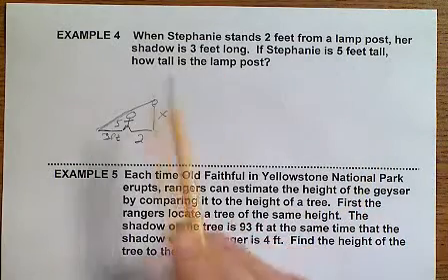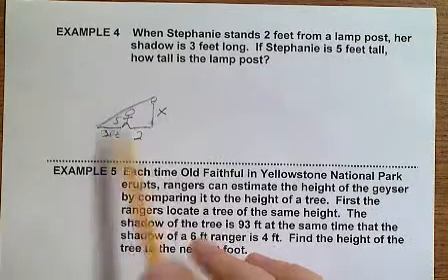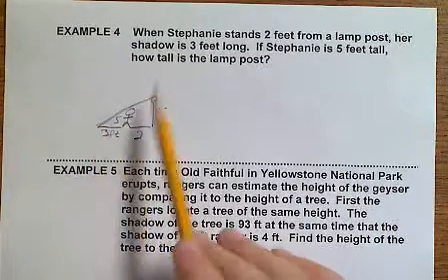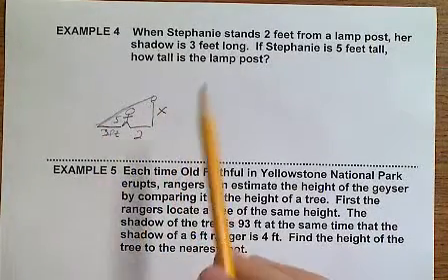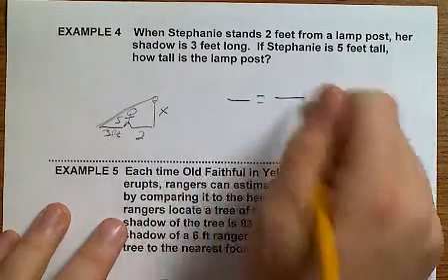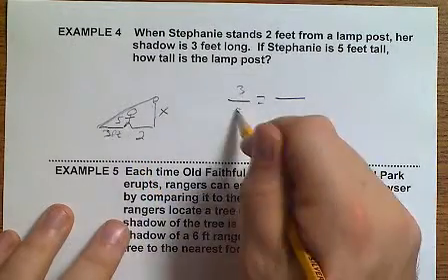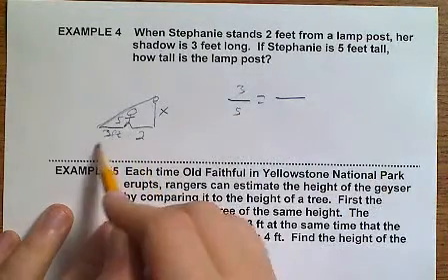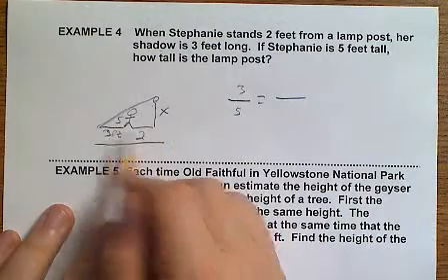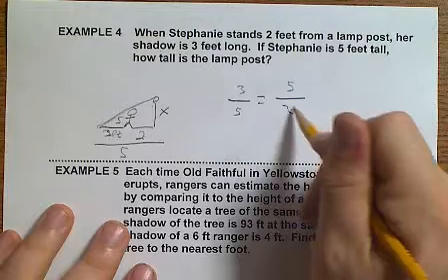Now, if we can assume that her shadow ends the same place as the light post shadow, then we've got a problem. Well, the base of the small is 3, and the height is 5. Now, the base of this other one, 3 plus 2 is 5, and we want to figure out what the height is.